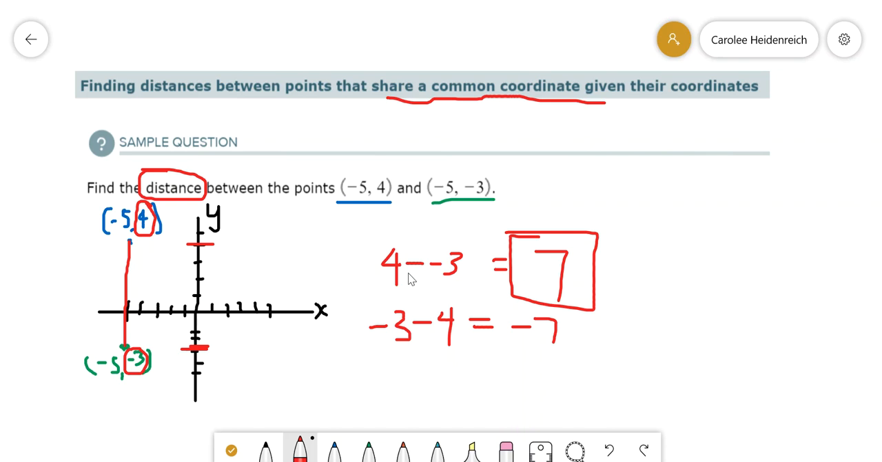So when you get to a later topic where maybe they don't share a common coordinate, then we'll have to talk again about maybe a different formula to use. Now it doesn't really matter if they share a common x or a common y. You're basically just subtracting the 2 coordinates that are not the same to find the distance between those 2 numbers.